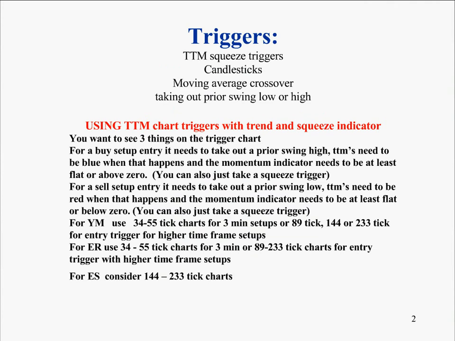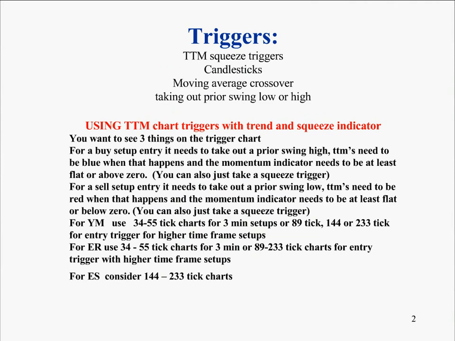Okay, let's see. There are a lot of different types of triggers. I'm just going to show you a few different ones, and also my favorites. One, I use the TTM squeeze trigger. I imagine that some of you are familiar with that one. There are some people who will just use candlestick patterns for entries. Some people will use something as simple as a moving average crossover, or taking out a prior swing low or high. That's about all that you need to signal a potential reversal against one of the trade setups.